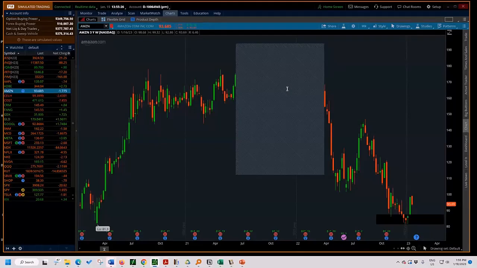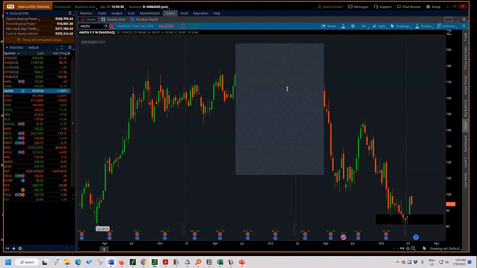GMS says, do I use any weird indicators that are only available on TOS? No, I do not. In fact, almost 8 times out of 10, I do not even use indicators.